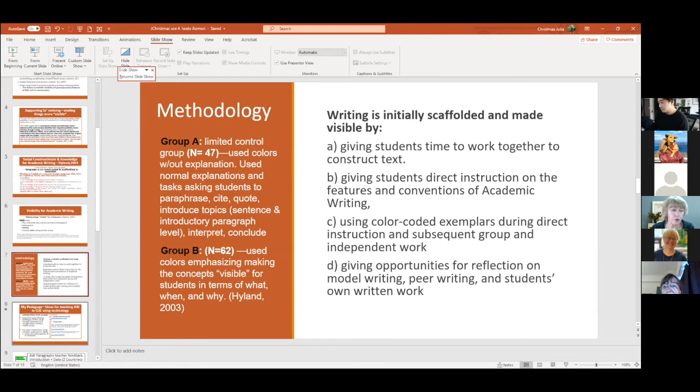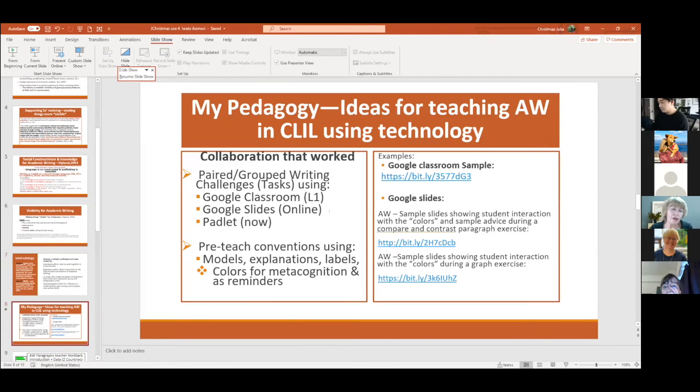Okay, so I used in both classes paired and group writing challenges. In the L1, we were using Google Classroom, but for my online semester, last semester, we used Google Slides, and that was the main technology that we used. And I'm going to show you some examples in just a moment. So I did a lot of pre-teaching of the conventions.